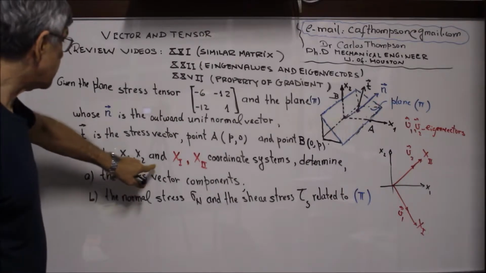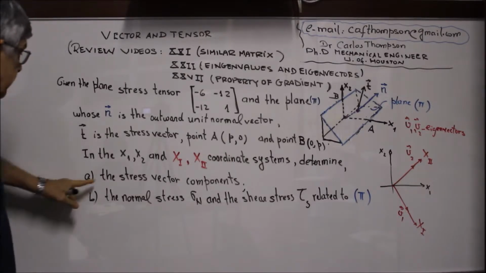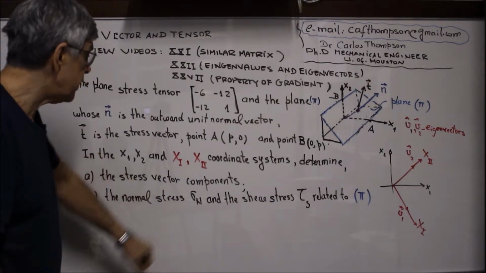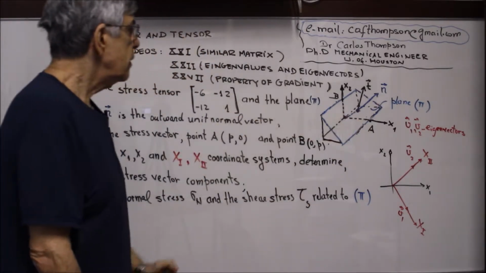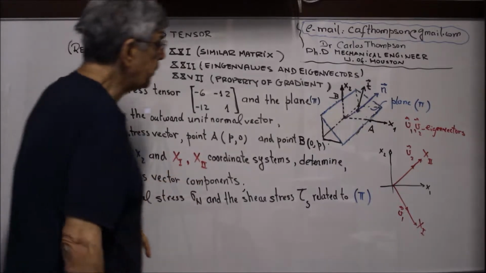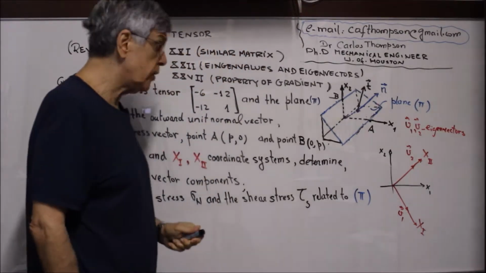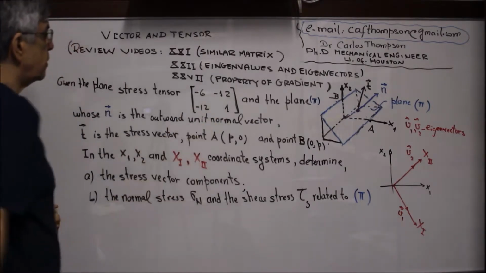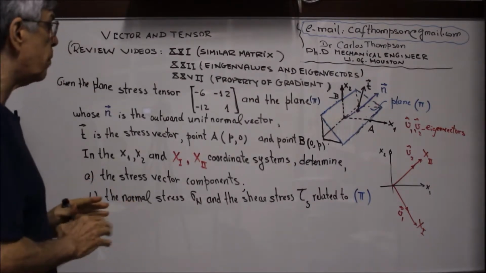In the x1, x2 coordinate system, determine the stress vector components, the normal stress sigma n, and the shear stress tau s related to the plane Pi. Now, you see, x1', x2' is related to the eigenvectors, the principal directions of this stress tensor that is given right here. Let's solve this problem.